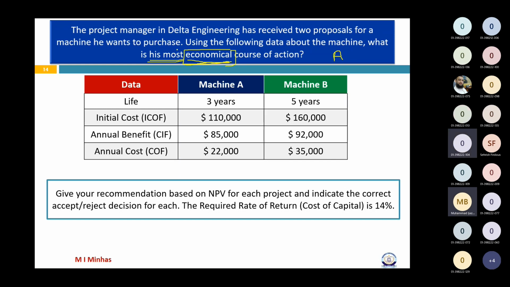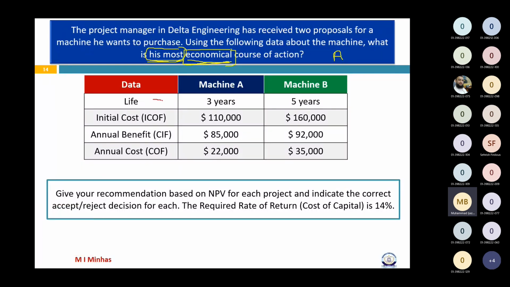One point, the most, it means we have to choose only one. That means these are mutually exclusive projects. Second thing, the most economical, that means the one that would give us the best amount of return, right? So that means the net present value. Now let's have a look at the other details of this question.